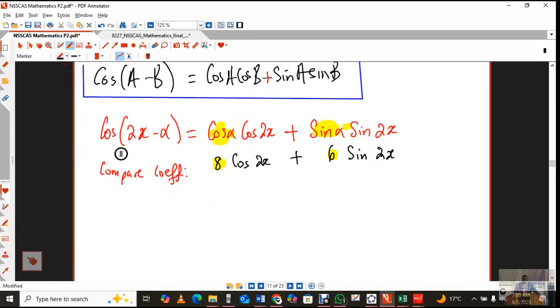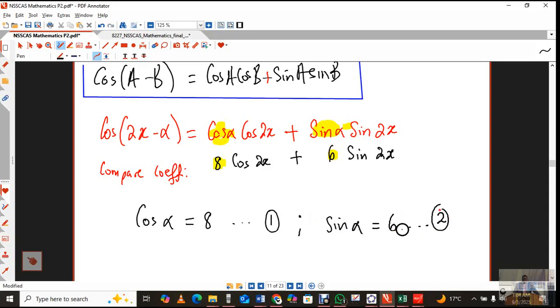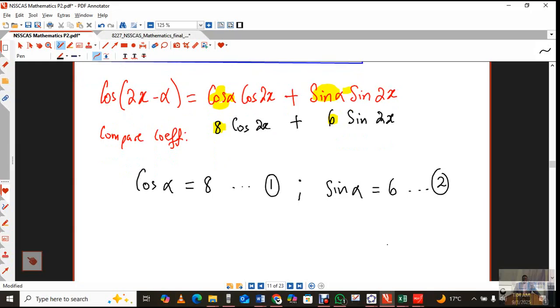So what does that mean? If those are constants, they represent constants. So cos alpha is equal to 8. That could be my second equation, or even my first, doesn't matter. And my other equation will be sine alpha, the ones in yellow, is equal to 6, and that is my second equation. So what am I going to do? I'm going to say take equation 2 divided by equation 1.